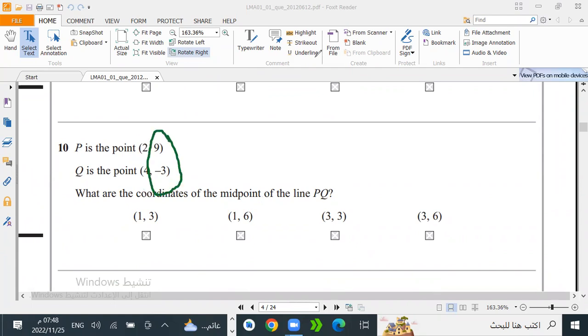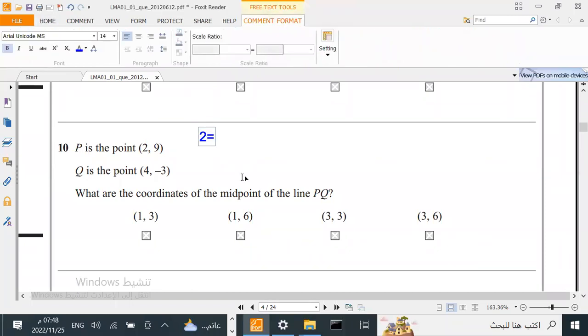Now let's see how we do it. I'll use the text of the PDF. So first, we say 2 plus 9, divide by 2, right? 2 plus 9 is 11, right? And then I divide it by 2, equals what?